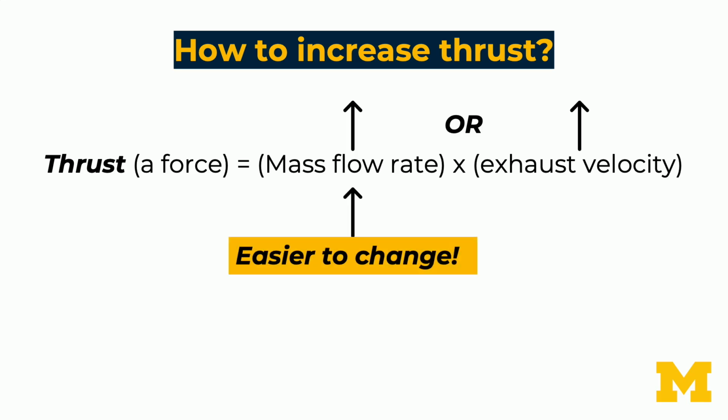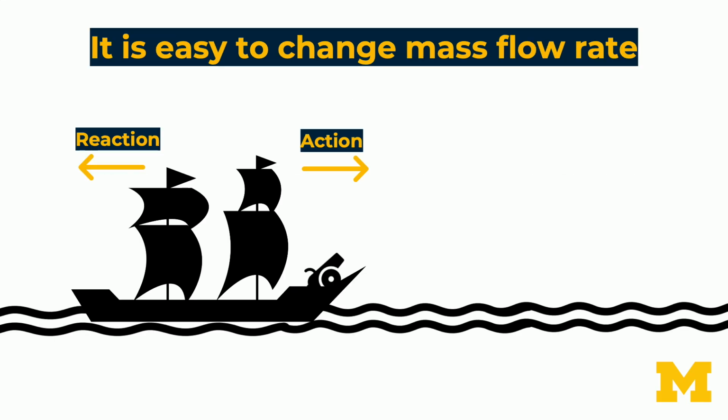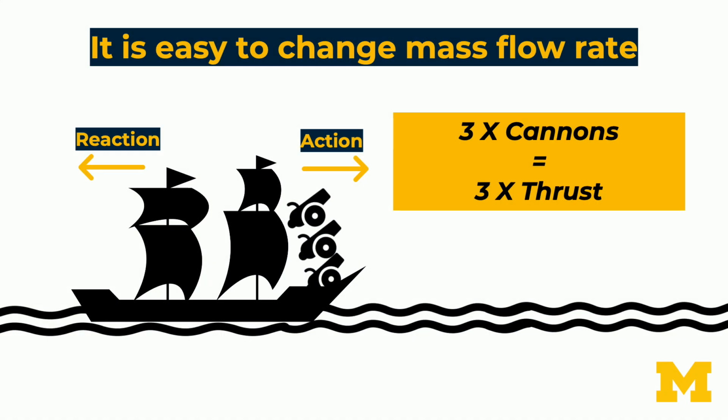It turns out that the mass flow rate is easier to change. To change the mass flow rate, as we talked about a few seconds ago, all we have to do is add more cannons. If you just keep adding more and more cannons, hopefully you don't sink the ship because you've added too many cannons, too much mass to it. But you add more cannons, you shoot off cannonballs at a faster rate. You don't have to change the velocity of those cannonballs at all. You just shoot more of them off, and then your ship moves faster backwards. 3 times the cannons equals 3 times the thrust. It's very easy to do that.